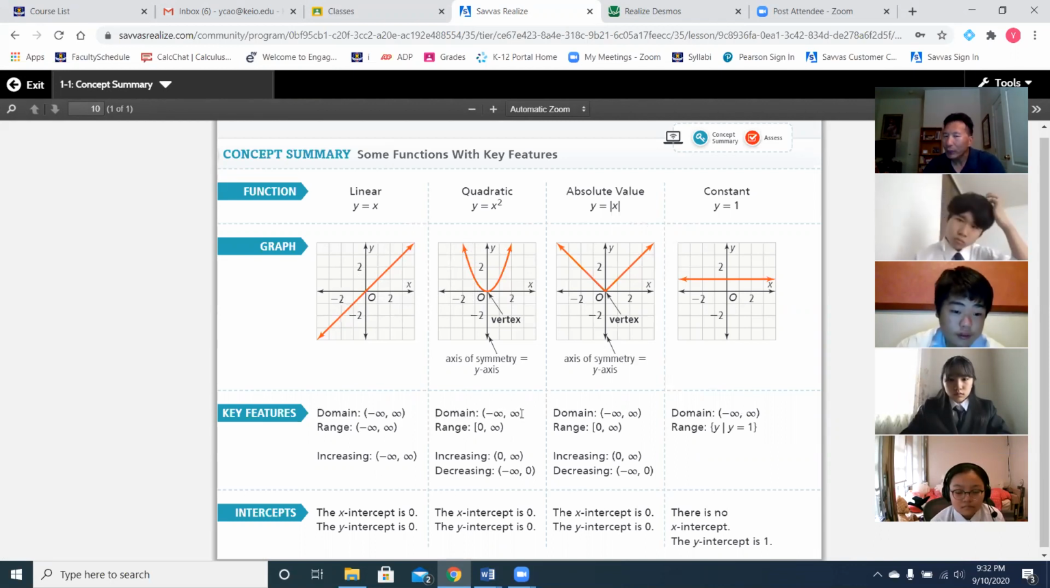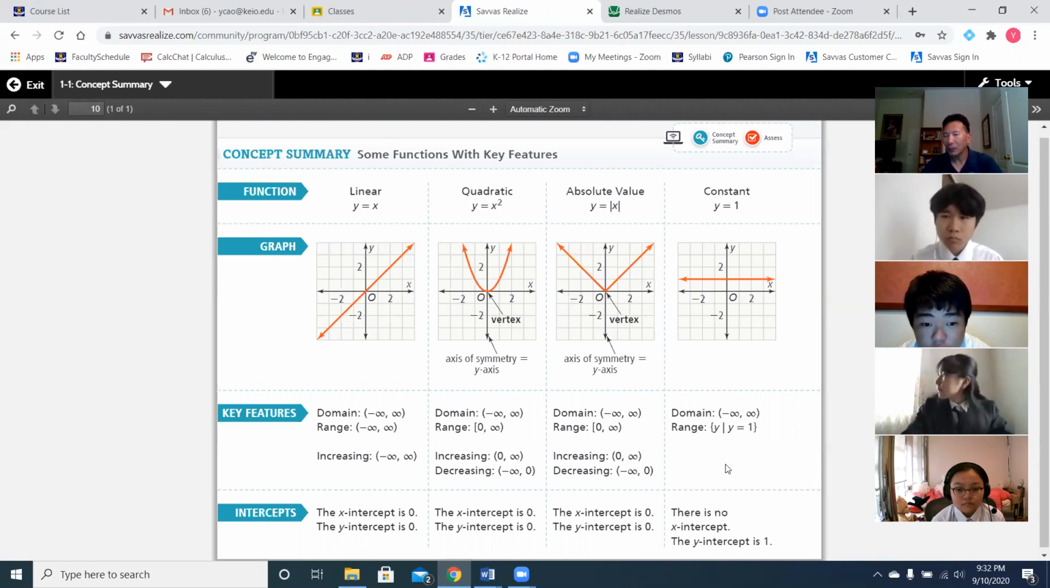What's the range? Range is related to y. Look at here, y cannot be a negative number. Any positive number or 0 is fine. So that's why the range is 0 to positive infinity, with 0 included.